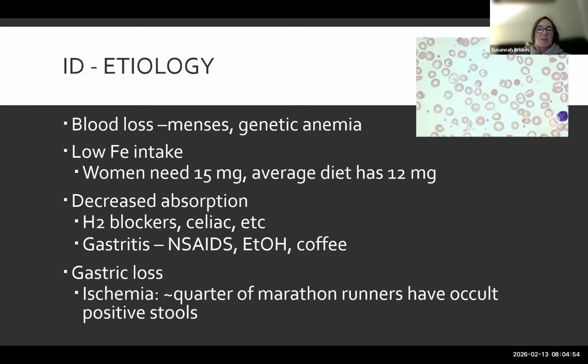And then gastric loss. Marathon runners actually often have occult positive stools. So there can be some mechanical trauma to the gut that happens, and you get blood loss. So you can actually have gastric loss of blood. A lot of times I'll work these people up. If their iron's super low and diet doesn't seem to be the reason why, I'll usually have them do some stool guaiacs and run a UA just to check.